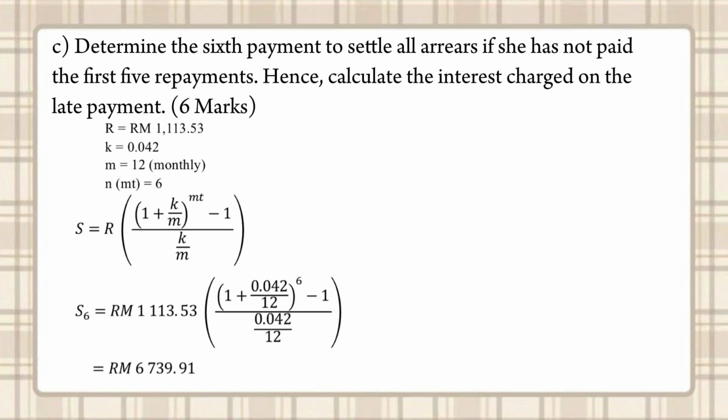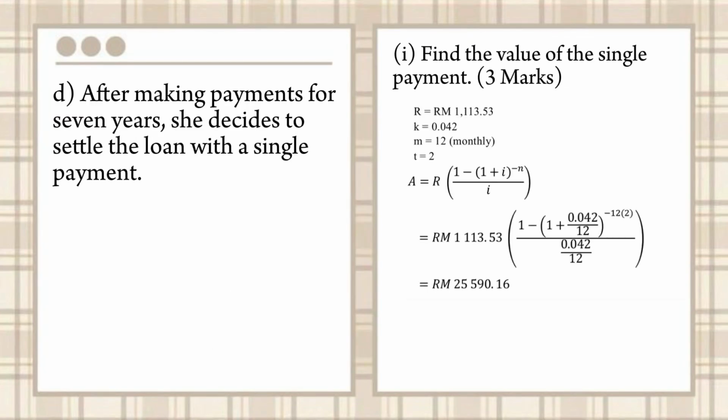For question C, we won't use the first formula, but instead we use this formula. As usual, fill in the keywords with the previous answers, and that leaves finding S. Before that, for the MT, instead of using 12 and 108/12, we change it into 6 because of the 6th payment. Once again, solve it, and then you get the final answer, which is S6 equals to 6,739 ringgit 91 cents.